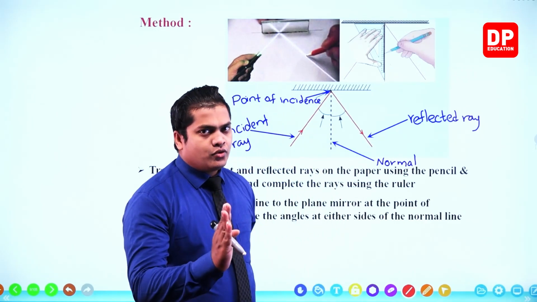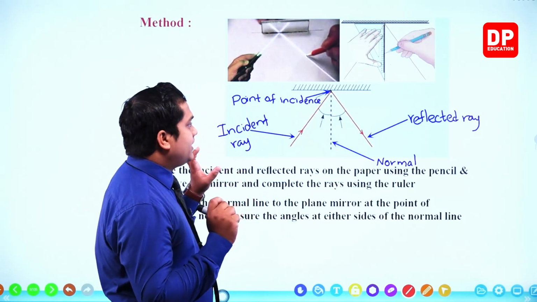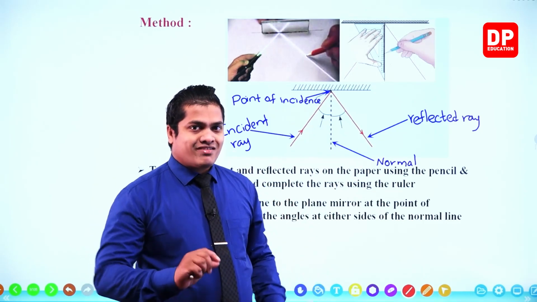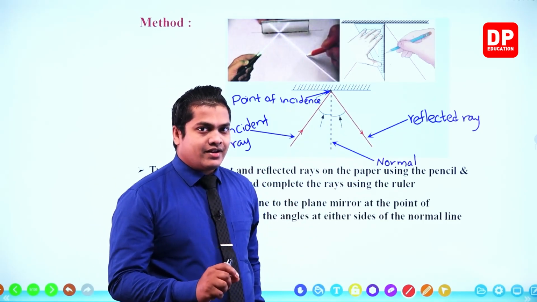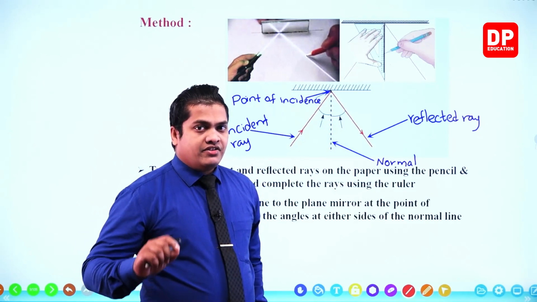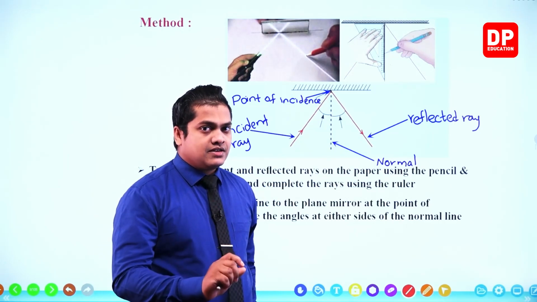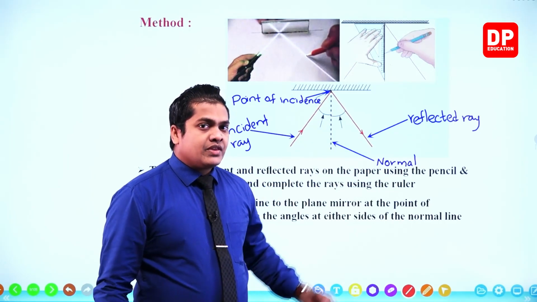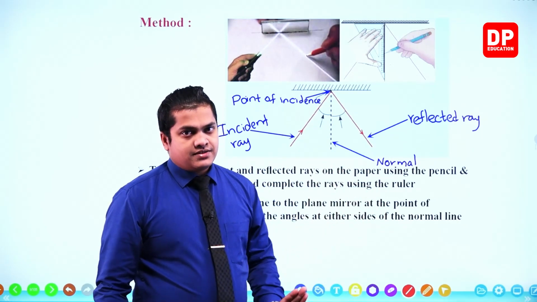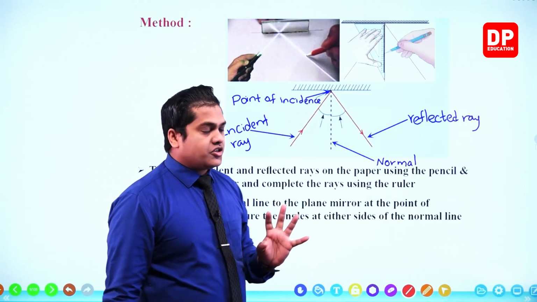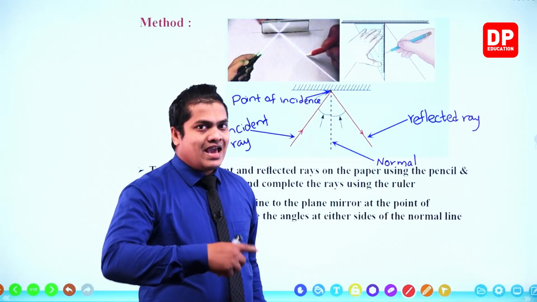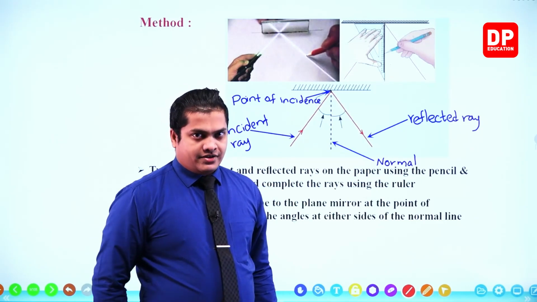Right then, what you have to do is very simple. Direct the torchlight or the laser beam towards the plane mirror, then get the reflection, trace the reflected ray and the incident ray, then complete the ray diagram, or the pathway of the light ray after hitting the mirror surface. Then, at the point of incidence, draw a perpendicular to the mirror surface. Then measure the two angles created between the normal and the incident ray, and between the normal and the reflected ray.